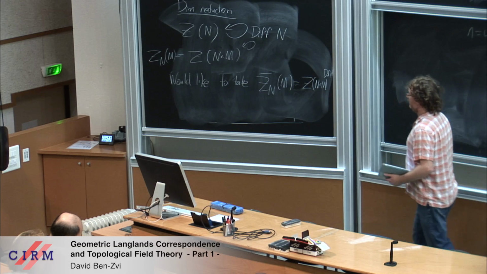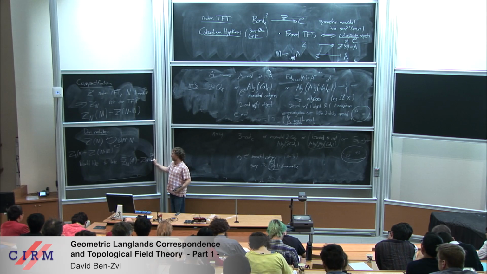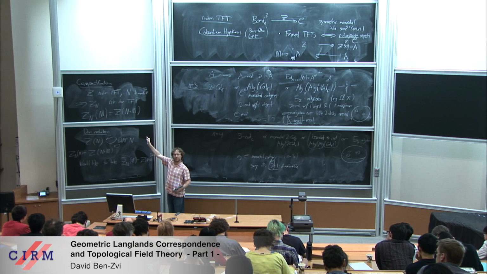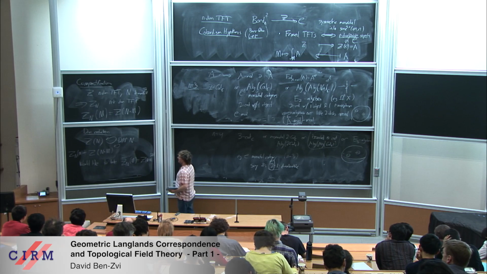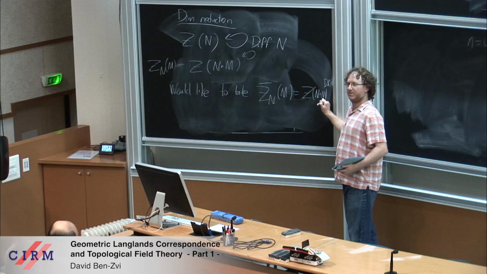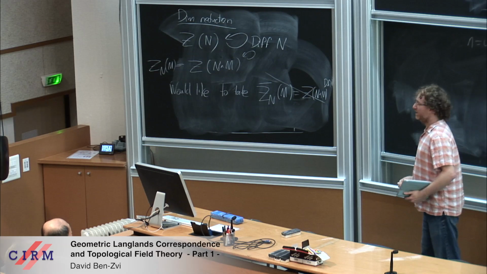I'd like to take invariance of diff n. However, nothing is promising me that this will form a field theory. The thing above formed a field theory for kind of silly reasons. But taking invariance is not a symmetric monoidal operation. It's not going to commute with all of my structure. So this doesn't literally form a well-defined field theory.